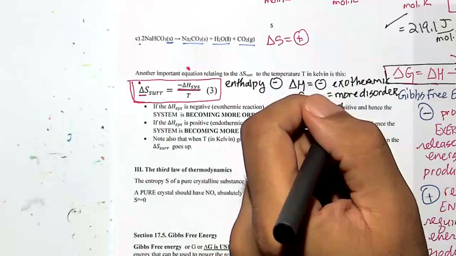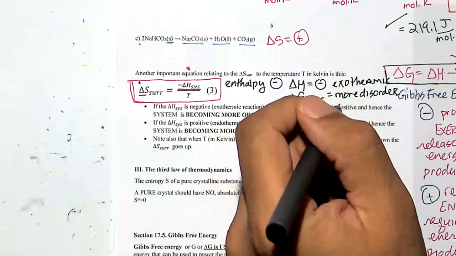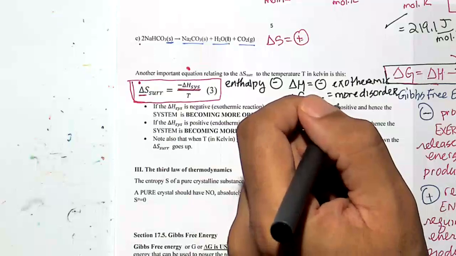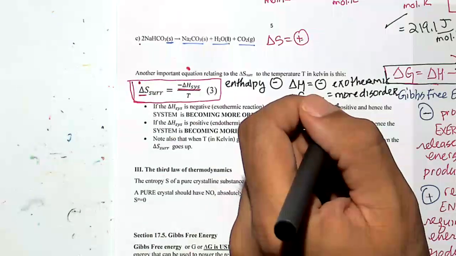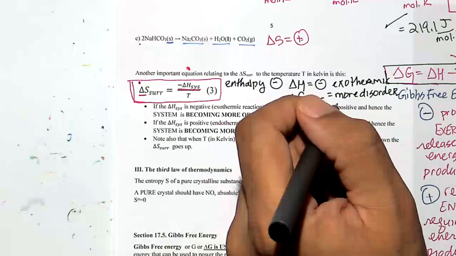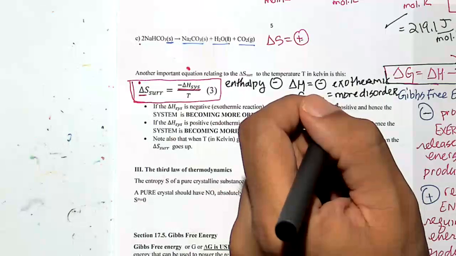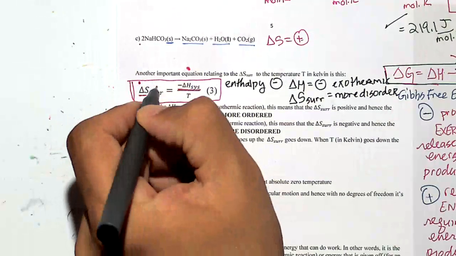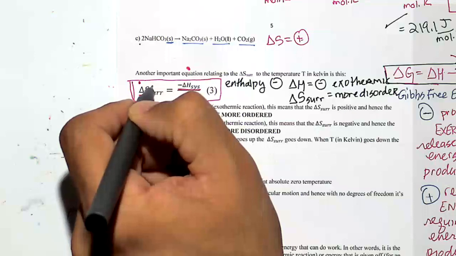So if you're having an exothermic reaction, it releases heat. It releases heat to where? The surroundings. What happens to the surroundings? Do they become more ordered or more disordered? Think about it. They should become more disordered, and that's what this relationship is saying.